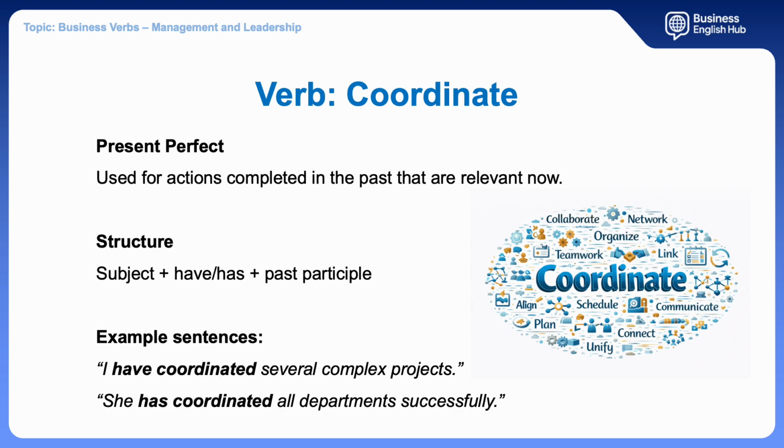The present perfect of the verb coordinate is used for actions completed in the past that are relevant now. The structure for the present perfect is subject plus have or has plus the past participle, and the past participle of the verb coordinate is coordinated. Example sentences include: I have coordinated several complex projects. She has coordinated all departments successfully.